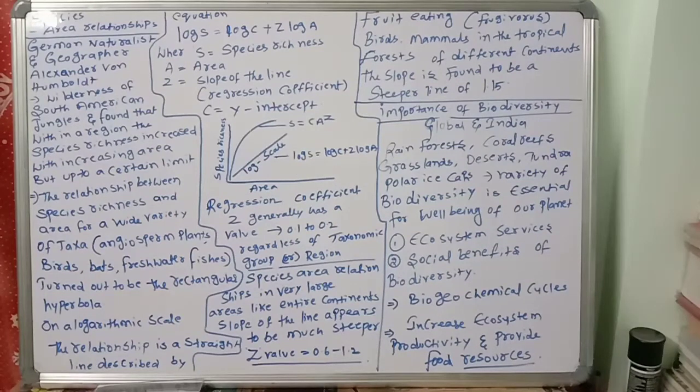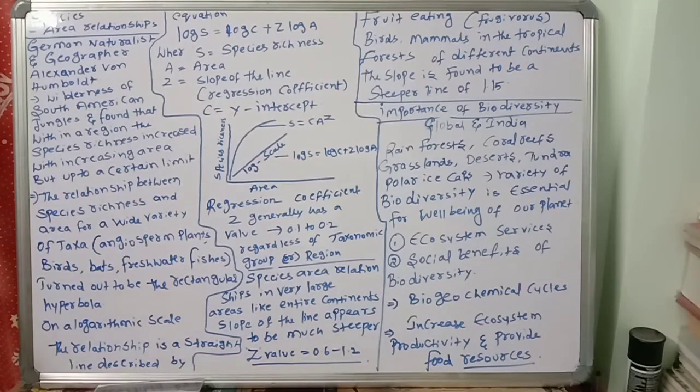That was identified by whom? The great scientist, German naturalist and geographer. Who is that person? Alexander von Humboldt. Alexander von Humboldt explained the species and area relationships.